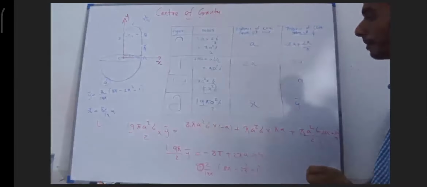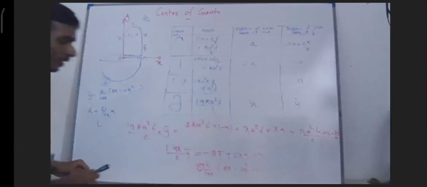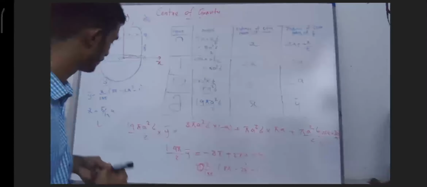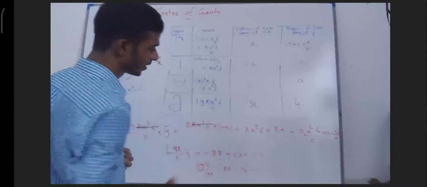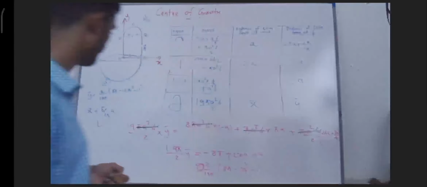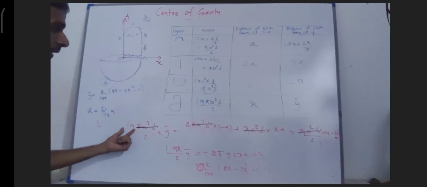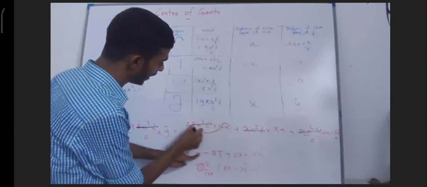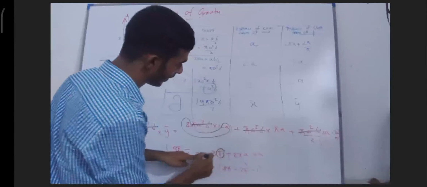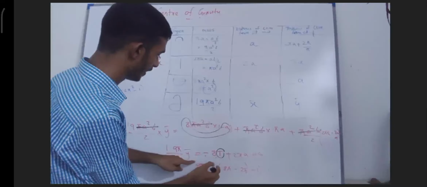Is there anything else to explain? Now let me explain how to simplify this one. Pi a square sigma is common here, here, here and here. So 19. Now here I have pi. If I bring this pi here, 19 pi by 2 y bar, and this minus 8a should be multiplied with the pi, so minus 8 a pi.